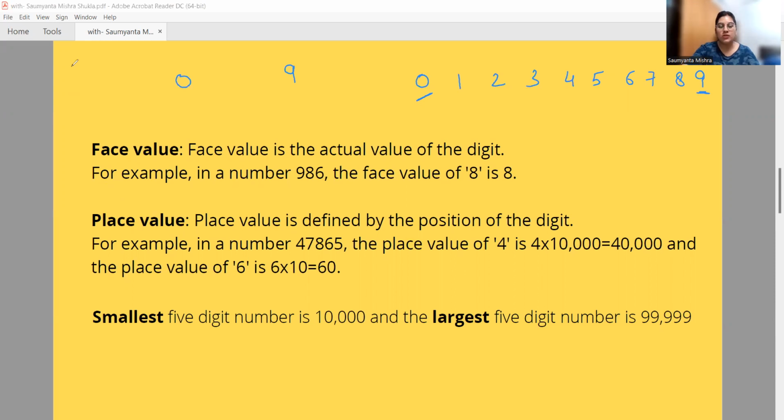Like if we have to write the smallest two-digit number, then it will be 10. And the largest two-digit number will be 99. Similarly, the smallest three-digit number will be 100 and the largest three-digit number will be 999. Similarly, we can write the smallest and the largest number for any number of digits. Like for a 5-digit number, the smallest will be 10,000 and the largest will be 99,999.